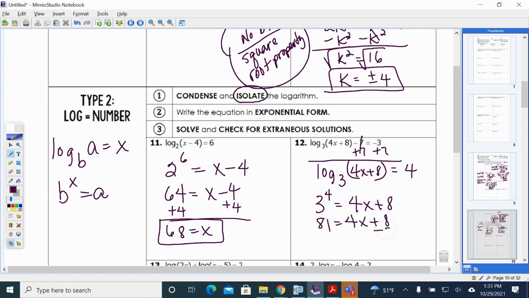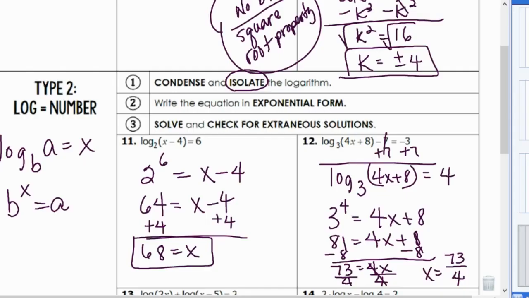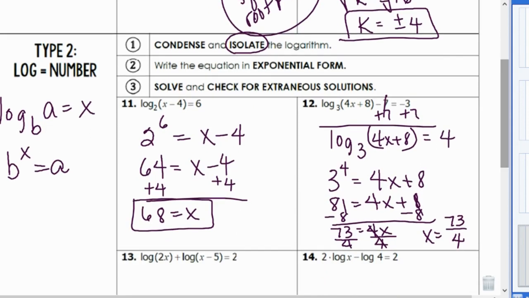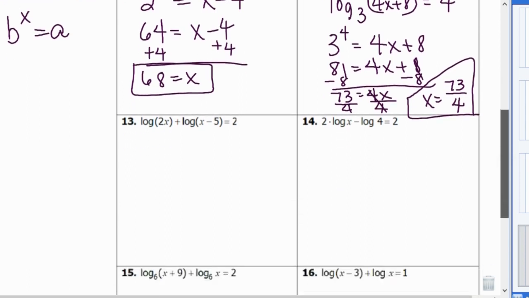We're going to subtract the 8. 81 minus 8 is 73. Now, when we divide this by 4, it does not go evenly. X equals 73 over 4. Again, that is a nasty looking fraction. You're just going to have to substitute that fraction in for x and see if it works. I will tell you that it does work. So the answer to number 12 is 73 over 4.